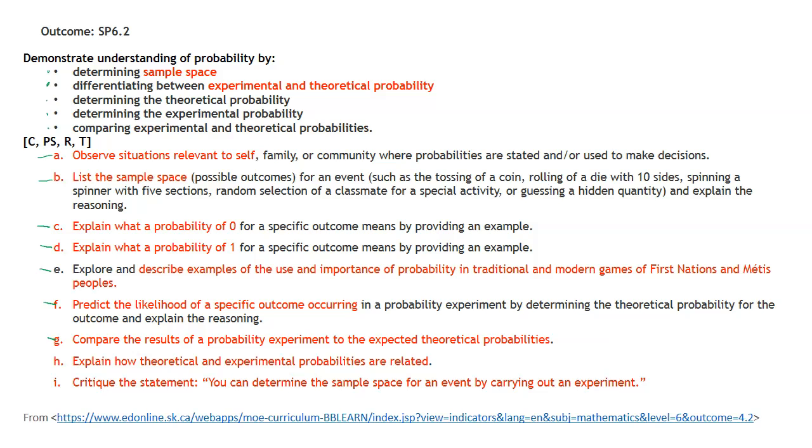So just the same as what we set up at the top, knowing what experimental probability is and what theoretical probability is, and being able to compare those two. And H basically says the same thing. And lastly, I says you could critique the statement. Critique means tell whether it's true or not, and be able to explain why. The statement says you can determine the sample space for an event by carrying out an experiment.